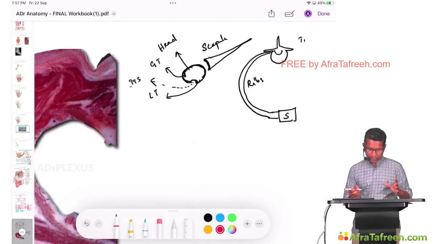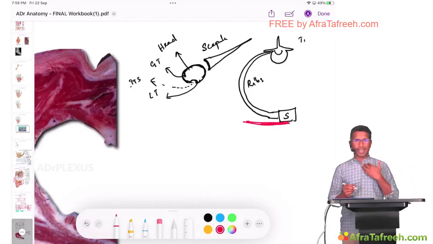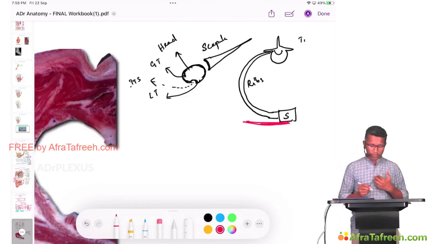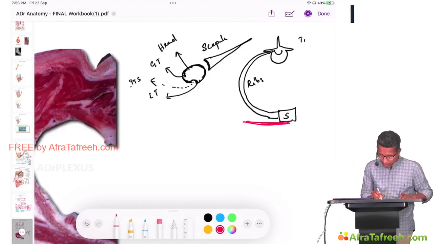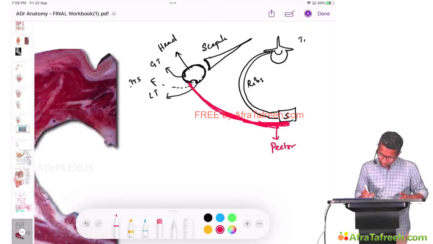Okay. I'll just draw the muscle with the red color so that you can understand that. The muscle which arises from the anterior part of the sternum, and from the clavicle and from the body of the sternum, going and getting inserted into the lateral lip of the intertubercular sulcus, is called the pectoralis major muscle.